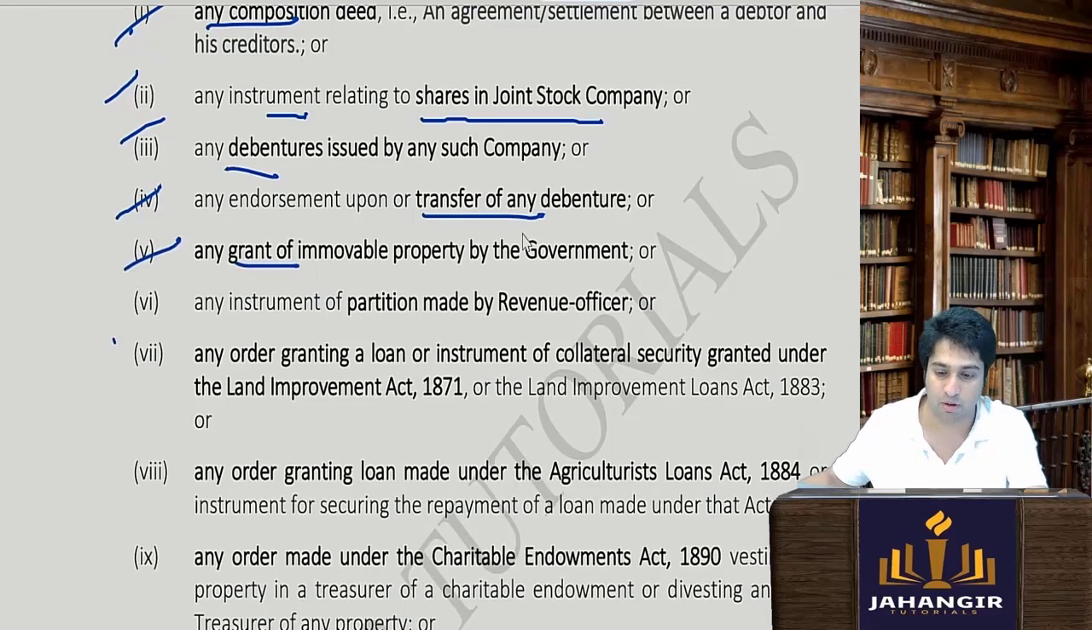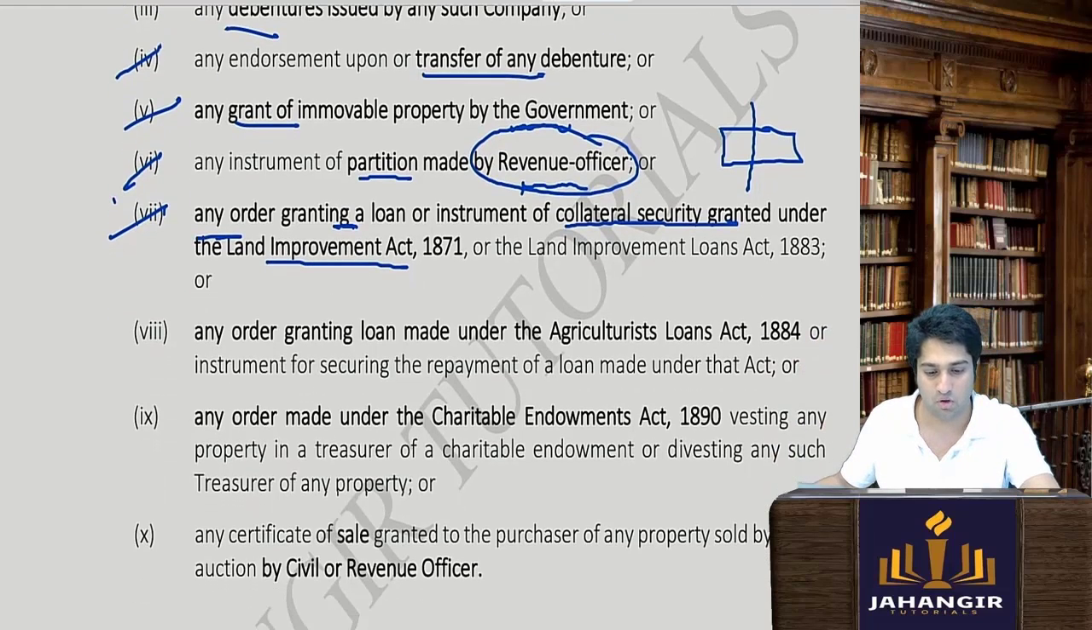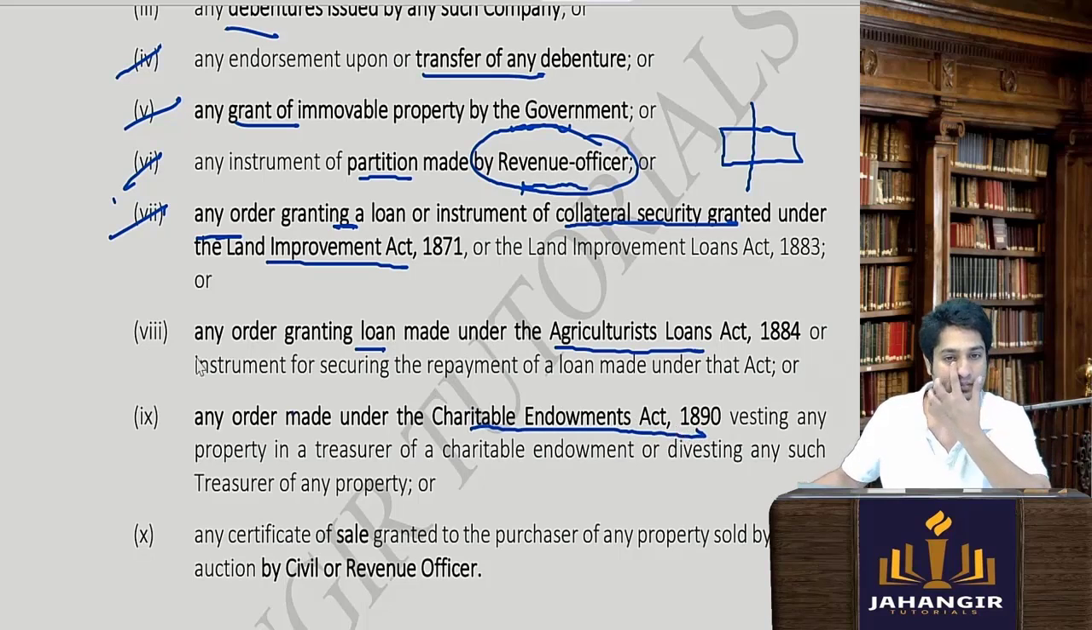Any grant of immovable property by government, तो गवर्नमेंट किसी को प्रॉपर्टी दे रही है, सेल कर रही है, ट्रांसफर कर रही है, so they will not have to register the document, ऑप्शनल है. Any instrument for partition made by a revenue officer, so revenue officer has made an order partitioning the property. Since this is a government authority, registration is not compulsory. Any order granting a loan or collateral security granted under the Land Improvement Act, or any order granting a loan under the Agriculturist Loan, or same thing under Charitable Endowment Act 1890.